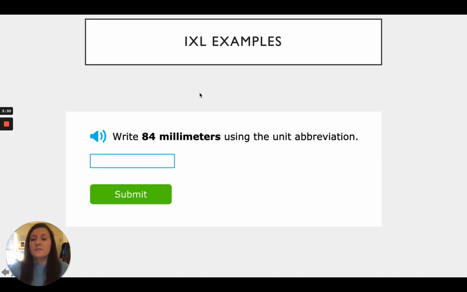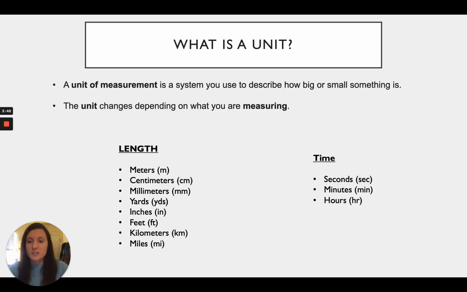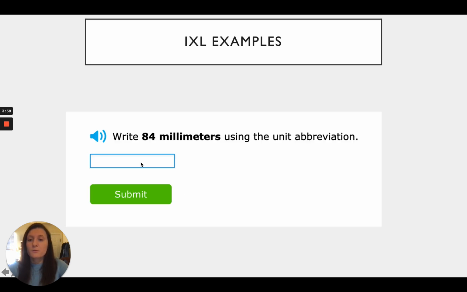All right, let's look at this one here. We have write 84 millimeters using the unit abbreviation. So again, we always know we're going to put this number in. So we're going to write 84, and now we have to abbreviate millimeters. So let's go to our cheat sheet here, and we're going to look for millimeters, which is right here, and we see millimeters is mm. So when we go back here, we're going to put in 84 mm, and that's going to mean the same as 84 millimeters written out.